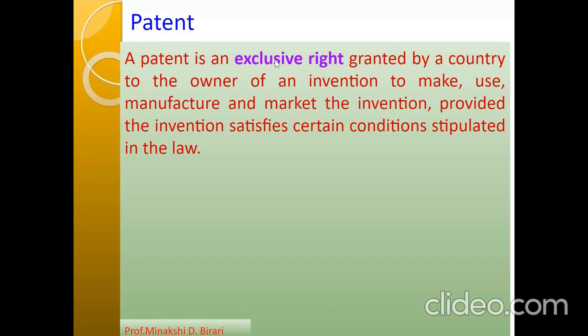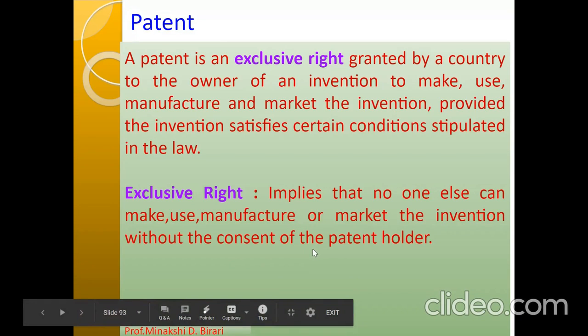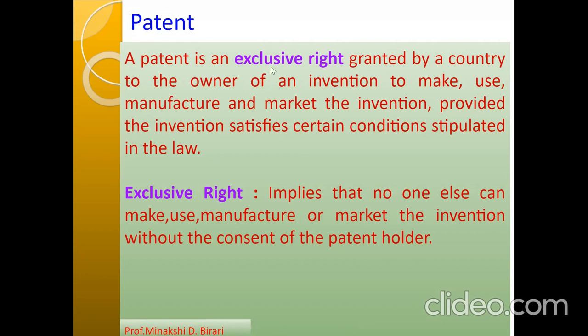Now here the word exclusive right. What is exclusive right? Exclusive right, that means the right given to only a particular person, entity or group. It implies that no one else can make, use, manufacture or market the invention without the consent of the patent holder. So in the definition of patent, also this word is there.